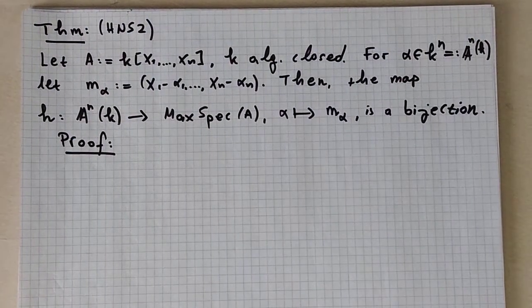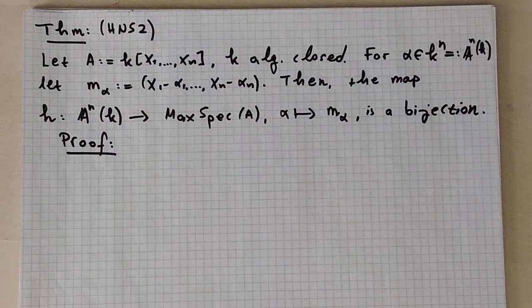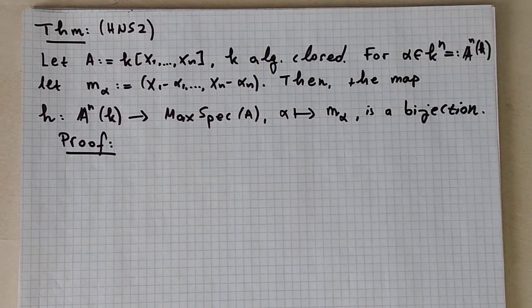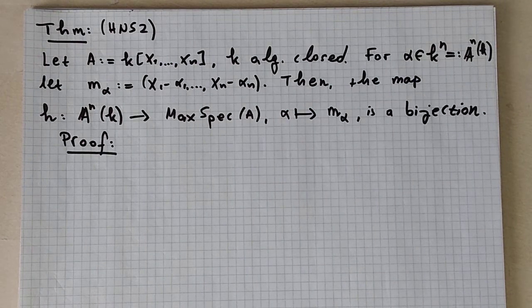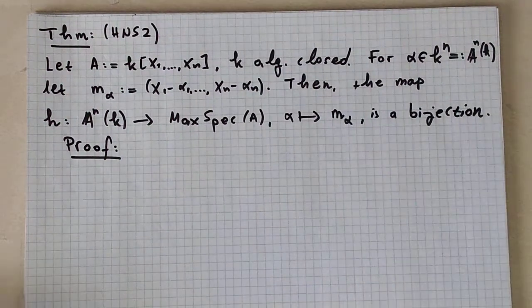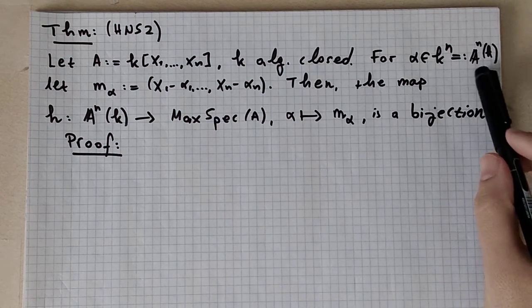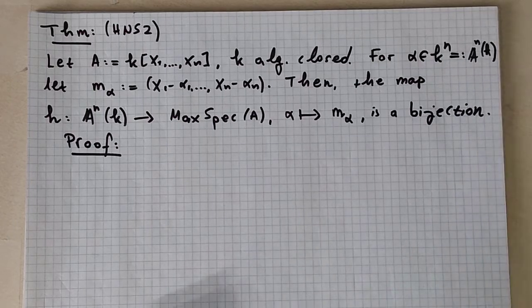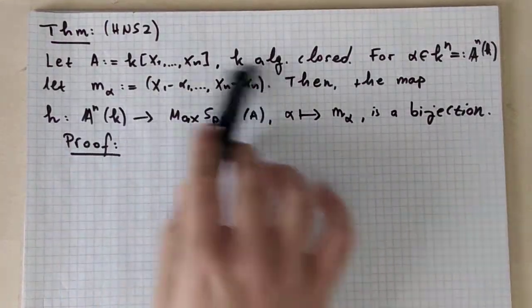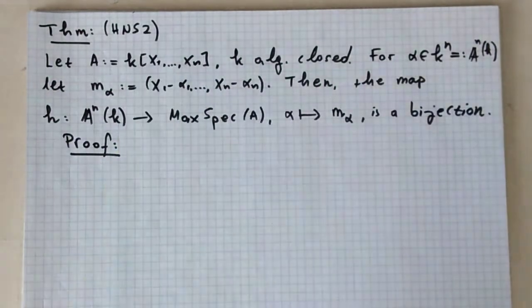Hello everybody. In this video we're going to prove the second version of Hilbert's Nullstellensatz, which says the following. We start with a polynomial ring in n variables over a field k, and I assume that my field k is algebraically closed. Let me also set some notation. If alpha is an n-tuple with elements in k, so it lives in the affine n-space, I'm going to denote by m alpha this ideal, the ideal living inside the polynomial ring.